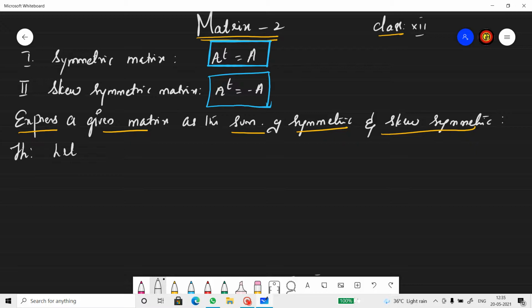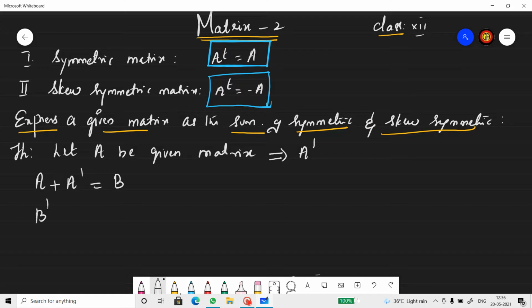Let A be the given matrix. Using A, we find A transpose. Now let's make a new matrix by adding A and A transpose. So when I add A and A transpose, I get a new matrix called B. Now I'm going to transpose B. Now B transpose is equal to A plus A transpose, the whole transpose.